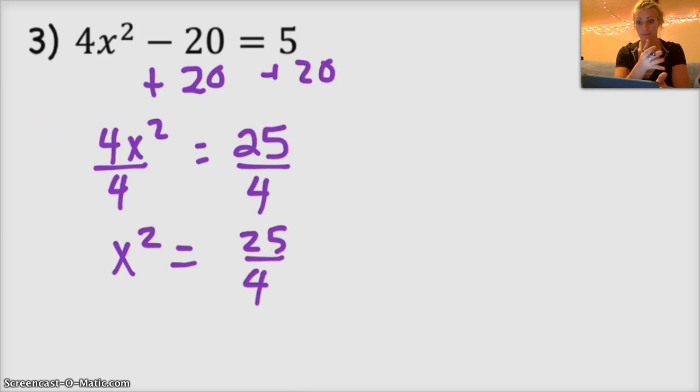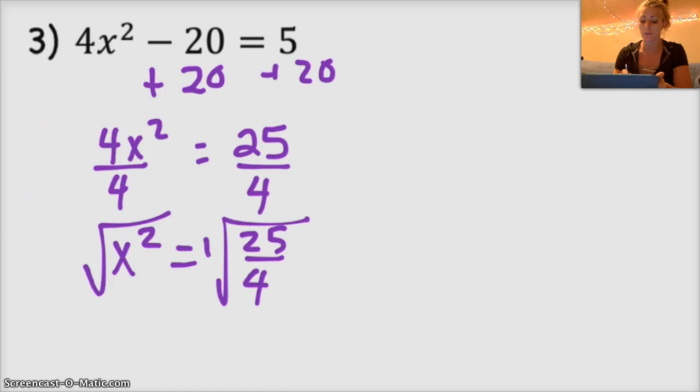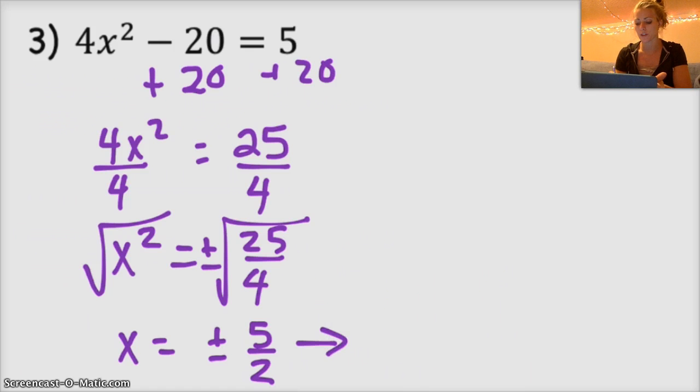So now we just have something squared equals a number. We can take the square root of both sides. Same thing that we were doing before. When you take the square root of both sides, you get plus or minus. You get x equals plus or minus square root of 25 over 4, which is plus or minus 5 over 2. So there are two solutions, right? Your two solutions are x can equal 5 over 2 or negative 5 over 2. Okay?